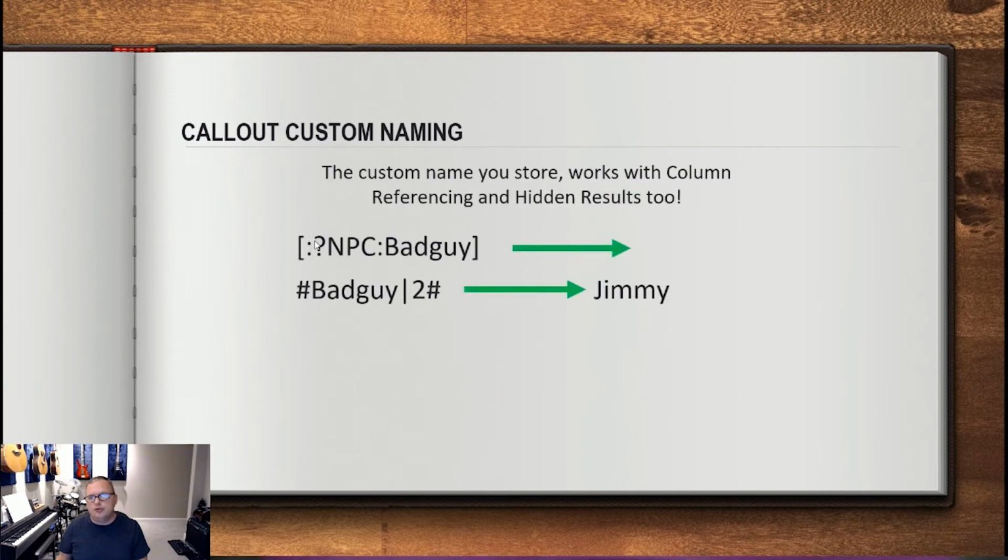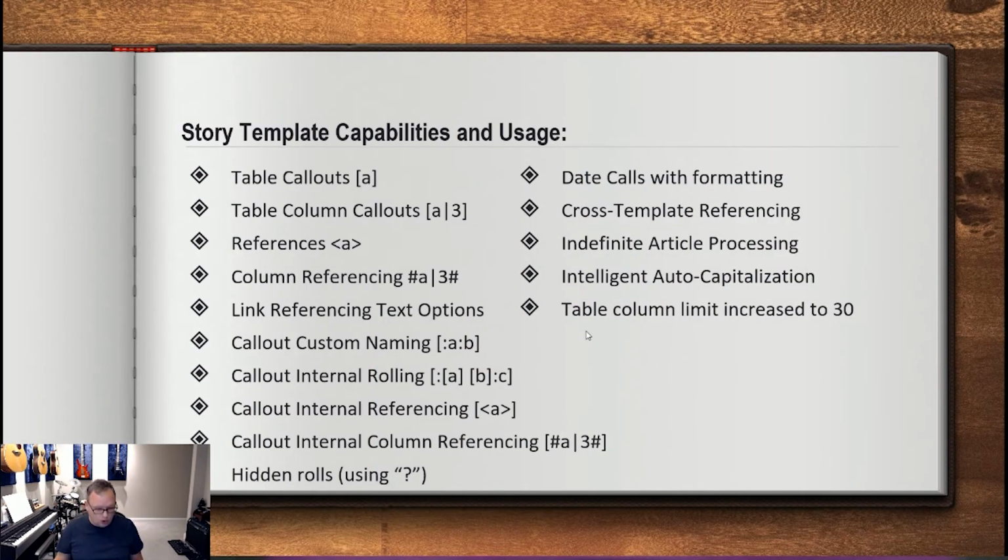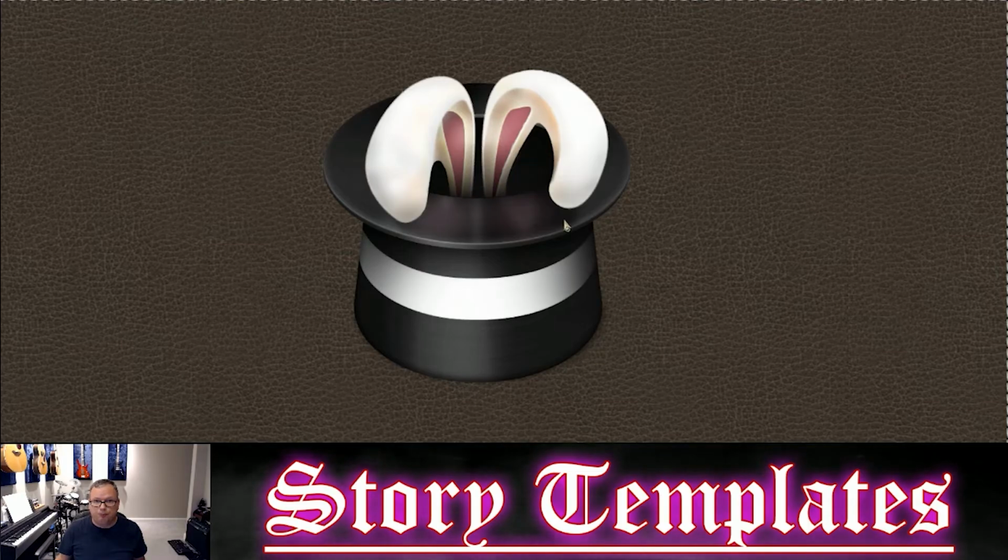Here I'm using the hidden feature. So I've got a question mark for NPC. For bad guy, it's not going to print anything. It's going to roll on that 30 column table for NPC, not print anything. And then I can reference it. Bad guy number 2, his name was Jimmy, because that was in column 2 of NPC. So let's take a look over at Fantasy Grounds and how this works.